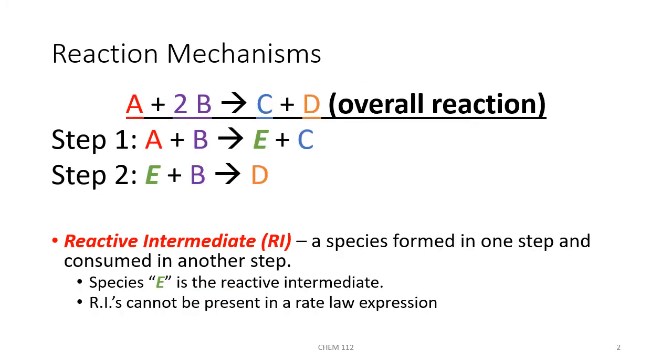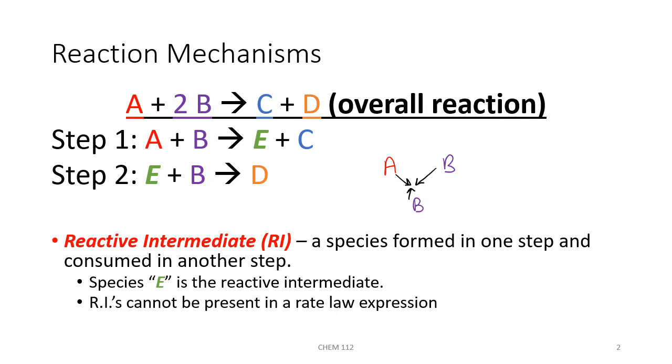So imagine that we have an overall reaction where we have A plus 2B forming C and D, where A and B are our reactants and C and D are our products. It's highly unlikely that one molecule of A is going to come together with two molecules of B, and they're going to collide with the correct energy and the correct orientations at the same time. So instead of this all happening at once, the reaction happens over two steps.